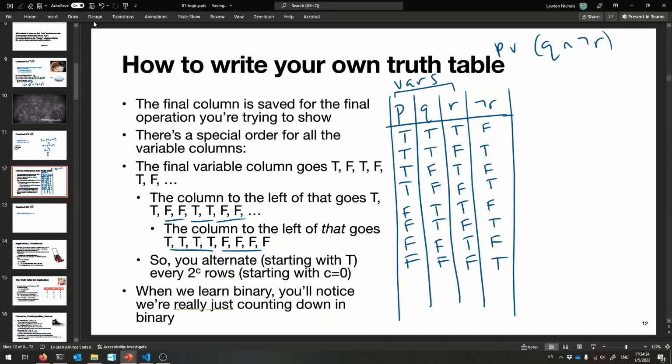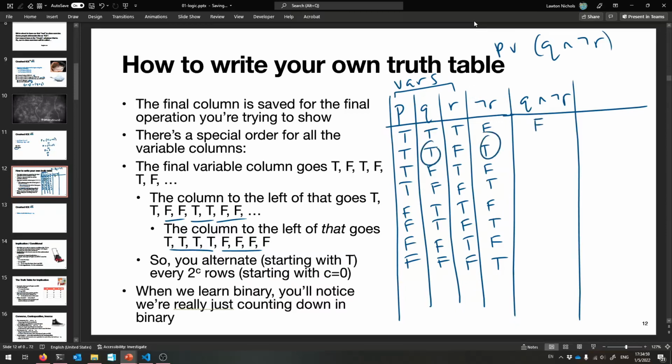And then the next intermediate thing, because we want this whole thing eventually, is Q and not R. We just got the not R. Let's AND them. Q and not R. That's the next intermediate stage. So let's do that. Okay, we have not R, we have Q. Let's AND them together. True and false for the first one. True and false. That is false.